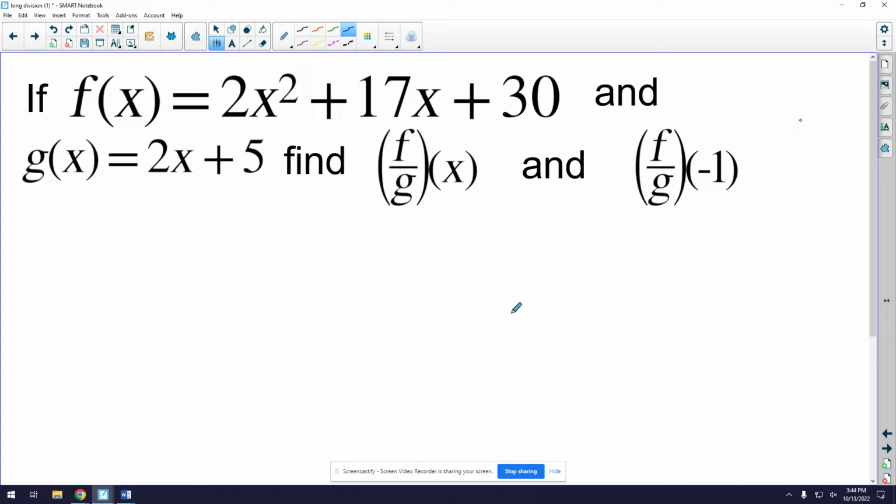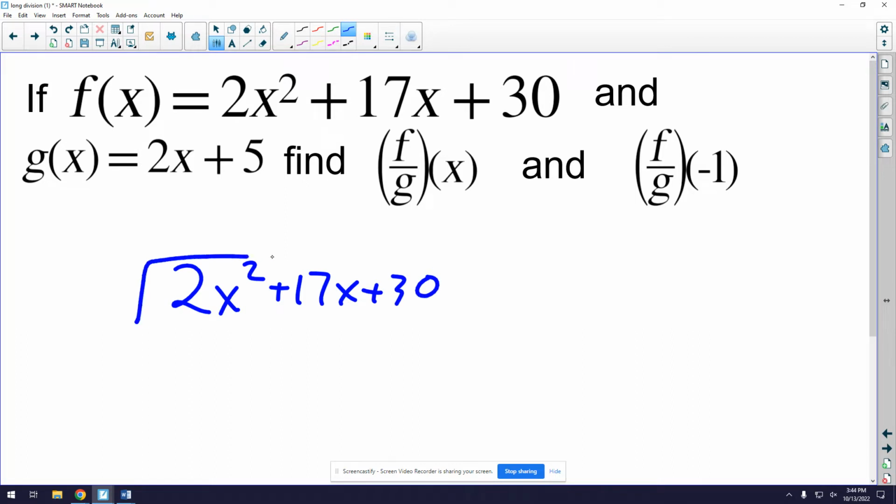And our last problem has a couple things to do. So we're going to take our f of x and our g of x. And it says do f divided by g. We're going to do that first. We were already in order, nothing is missing, so we can just write it out.